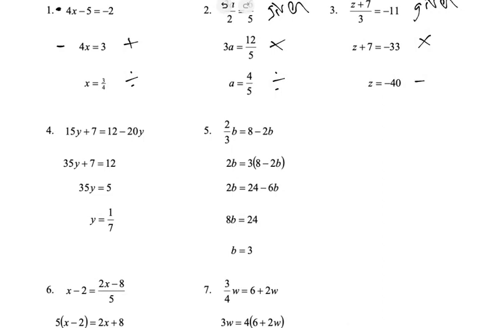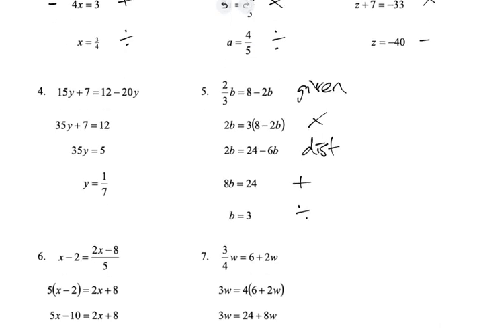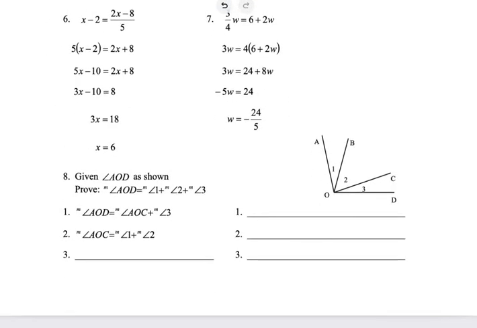So for a more complex problem like number 5, I'm going to start out with the top line, which was given. I'm going to multiply by 3. Then I'm going to distribute that 3. You have to have those kinds of things as well. Once I distribute, I'm going to add that 6b across, and then I'm going to divide by 8, and that's going to give me my answer. So that's an algebra problem as a proof.